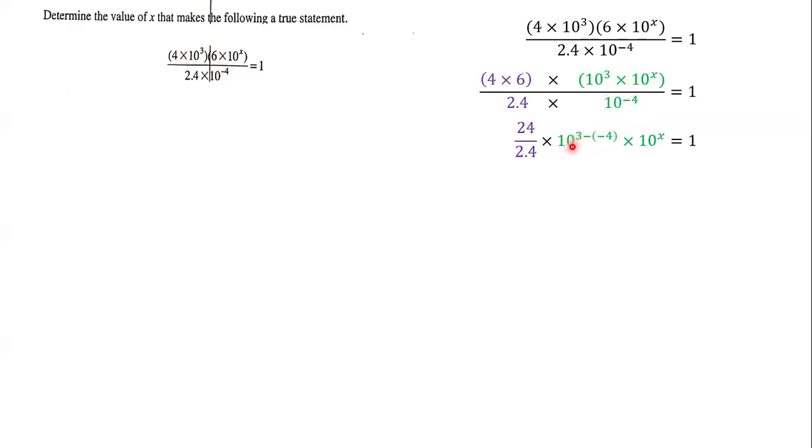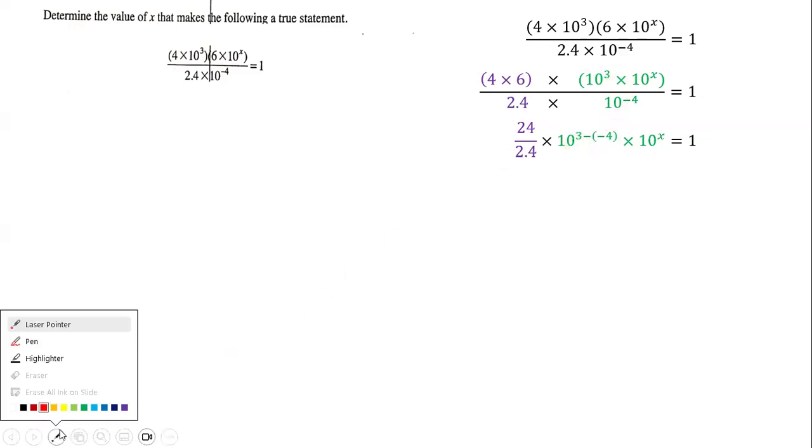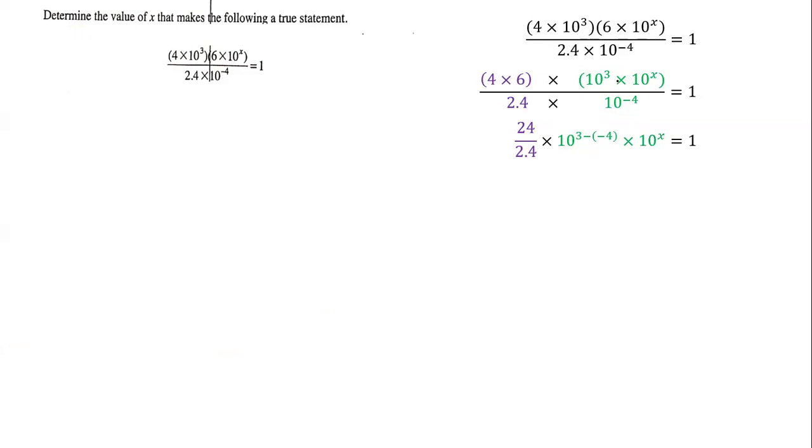So when we divide these two numbers, we get 10 raised to the power of 3 minus -4. And so we have to multiply this by 10 raised to the power of x, and that's going to be equal to 1. Now, what do we have? We have 3 minus -4. Well, a negative times a negative is a positive. So it's going to be 3 plus 4, and 3 plus 4 is 7.